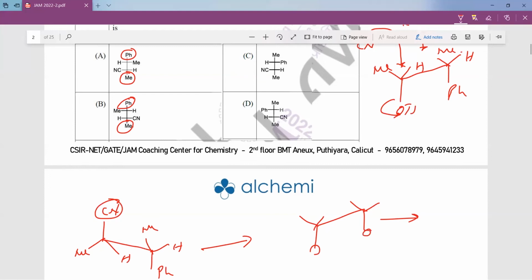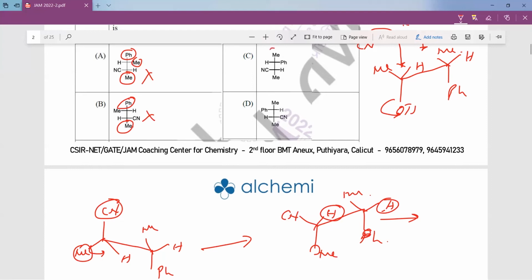So for that, I just place this Me here. So if I rotate it by 60 degrees, I'll get this, and CN will be here, hydrogen will be here, and Ph is already occupying this part. So this is the representation. So you can see hydrogen and hydrogen are on the same side. In options A and B, hydrogens are not on the same side. So A and B is not the answer.